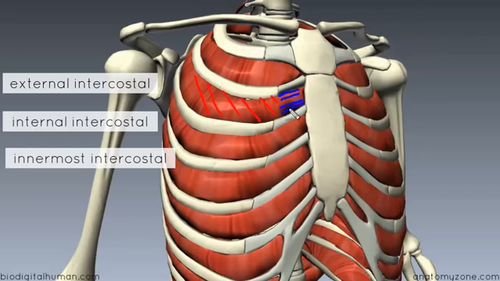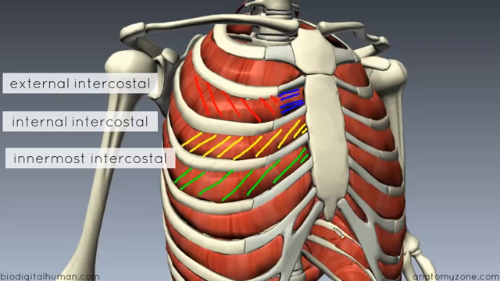Underneath the external intercostal muscle, you've got the internal intercostal muscle, and these fibers are oriented in the opposite direction. So they're oriented in a superior and medial direction. They're like this. And this doesn't have the aponeurosis which connects it to the sternum. And deep to the internal intercostal muscle, when you remove the internal intercostal muscle there, you see the innermost intercostal muscle there, and these fibers are oriented in the same direction as the internal intercostal muscle, so superiorly and medially.